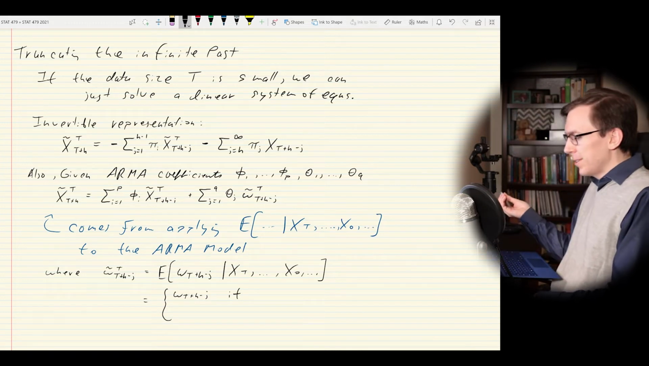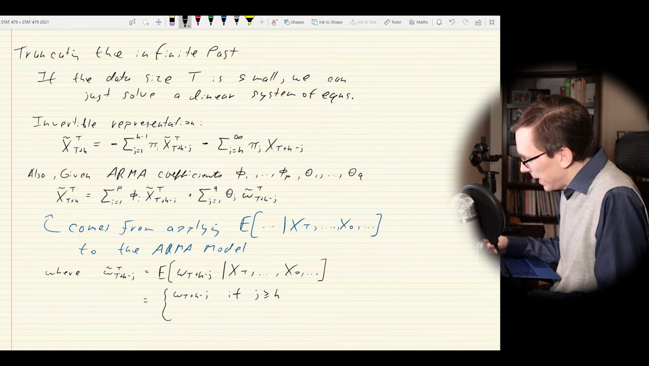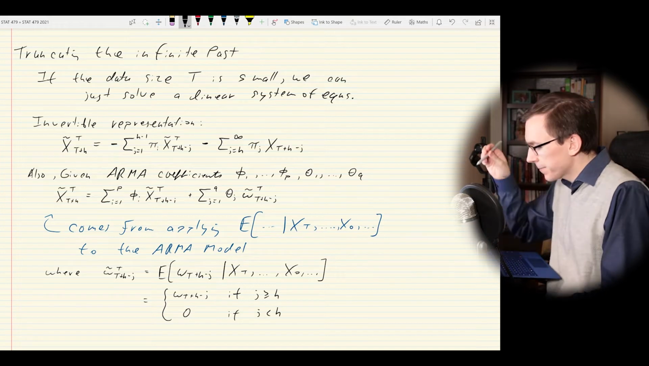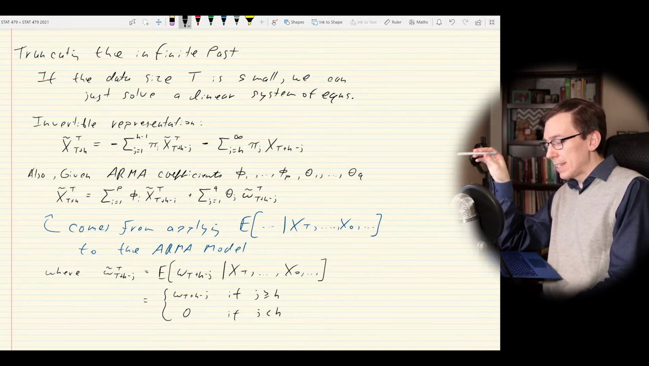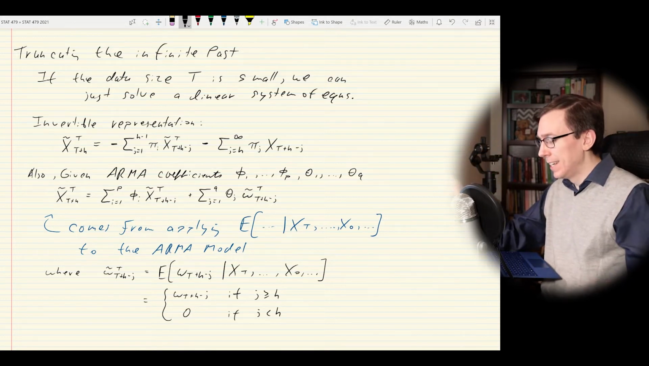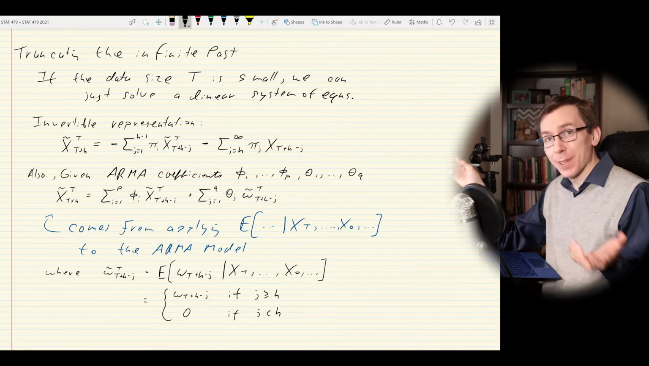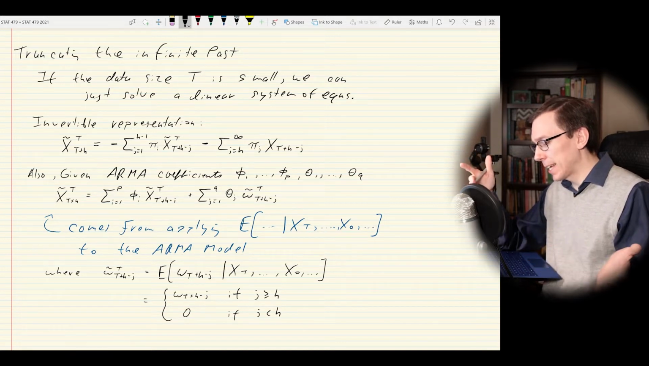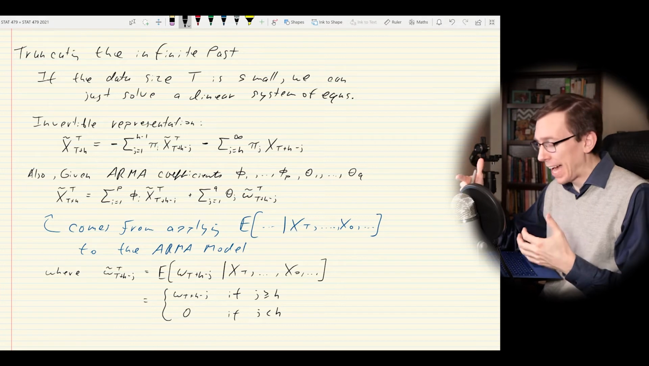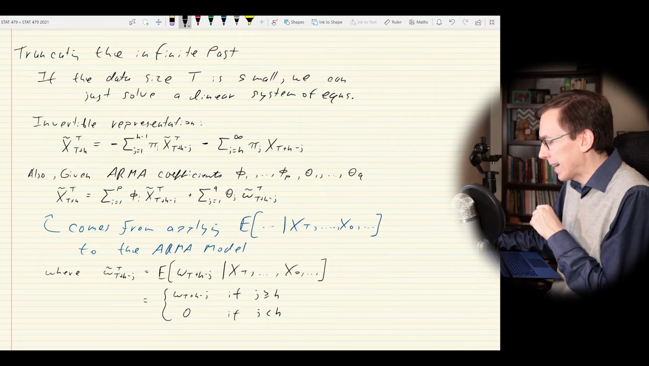It's going to be w t plus h minus j if j is greater than or equal to h, and it's going to be 0 if j is less than h. Because if j is less than h, then w t plus h minus j lies in the future of our data set. The expected value is 0. If j is greater than or equal to h, w lies within our data set, and the conditional expectation is just the w that we had in the first place. Because again of this one-to-one correspondence between x's and w's.